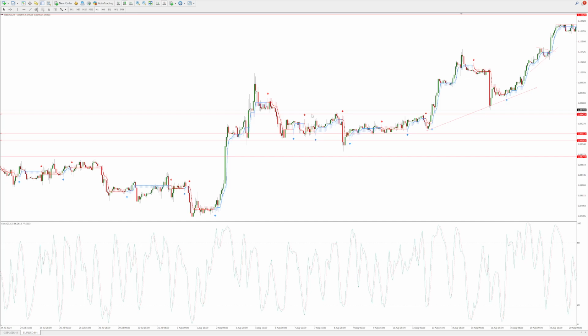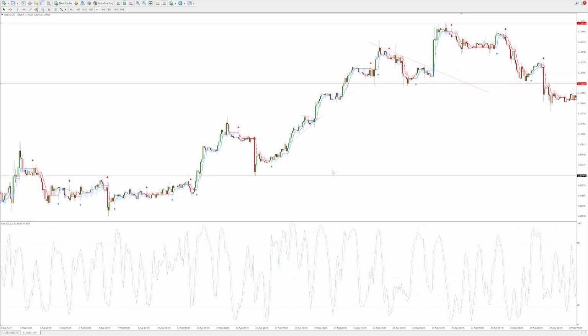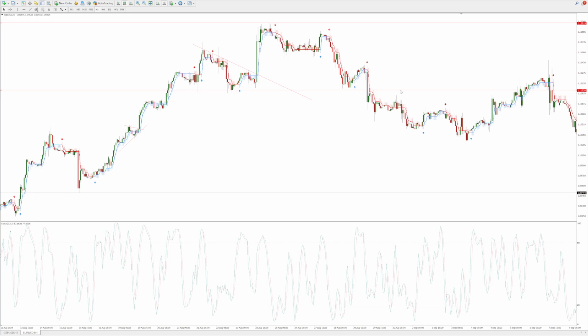Okay, let's see if we can find a short. This is obviously trading long with the half trend indicator, so I've got to manually remove all of these. I can leave those. Let's get rid of those.